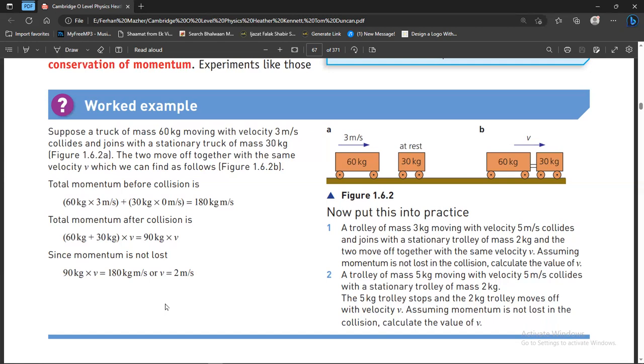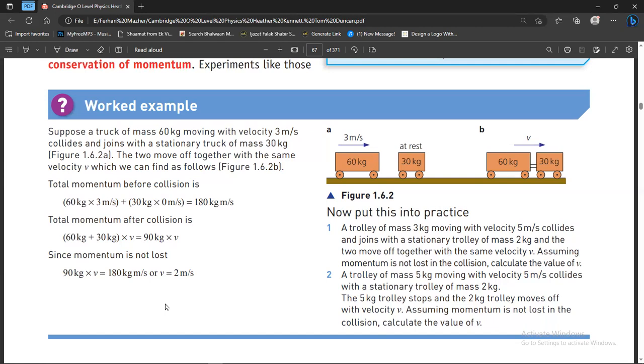The second question is, a trolley of mass 5 kg moving with the velocity 5 meter per second collides with a stationary trolley of mass 2 kg. The 5 kg trolley stops and the 2 kg trolley moves off with the velocity v. Assuming momentum is not lost in the collision, calculate the value of v.